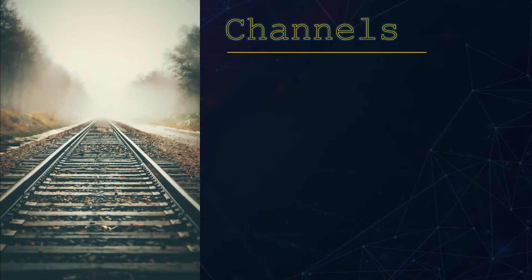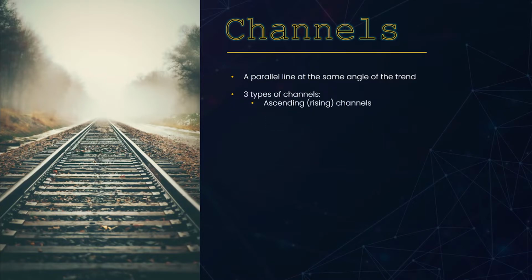If we take the trend line theory one step further and draw a parallel line at the same angle of the uptrend or downtrend, we will have created a channel. No, these channels aren't television channels. They're trend channels, sometimes also called price channels. There are three types of channels: ascending channels or rising channels, creating higher highs and higher lows, and descending channels or falling channels, creating lower highs and lower lows. And of course, horizontal channels, which aren't actually channels, but we know them as consolidations.